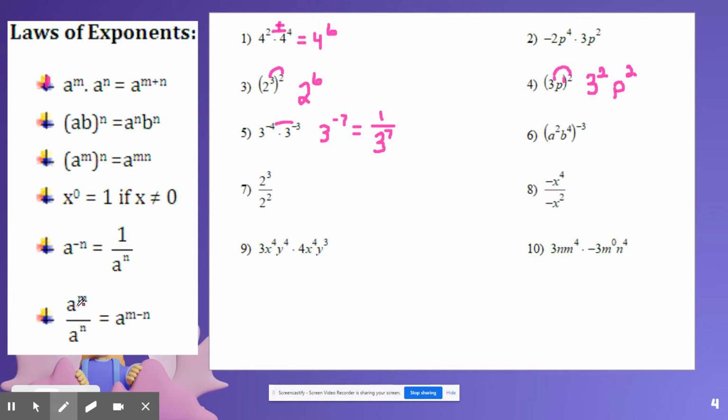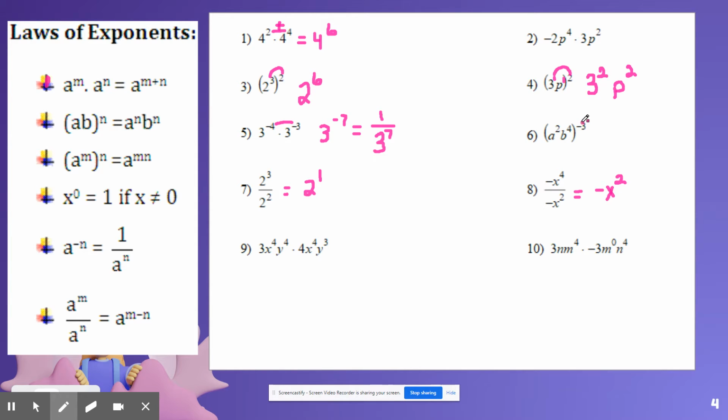This is saying that if it has the same base and we're on top of the fraction, we can subtract. So, for example, here, these are the same. This is going to become 2, and then 3 minus 2 is 1. Same thing here. This is going to become negative x. 4 minus 2 is 2.